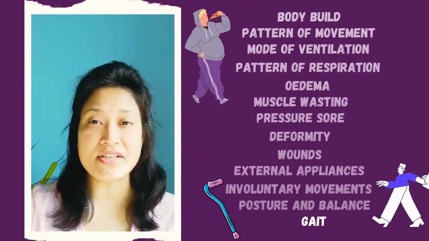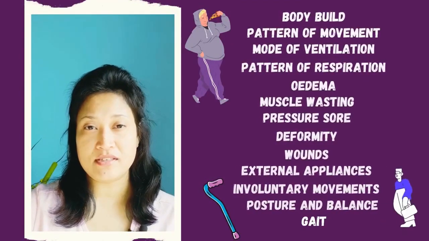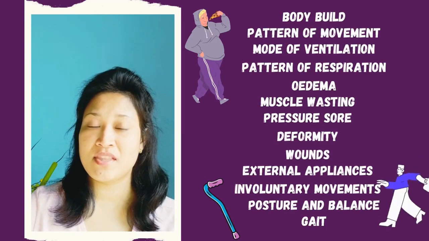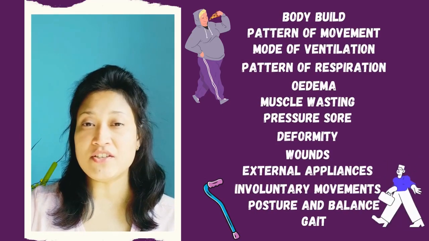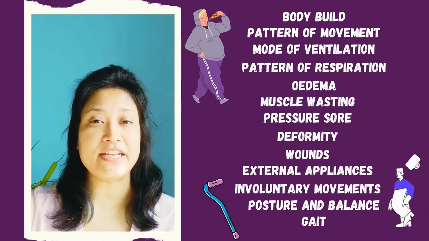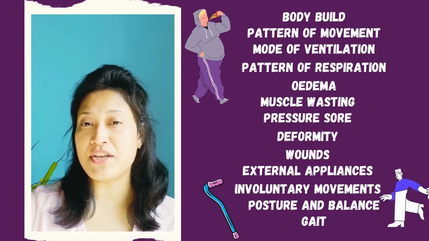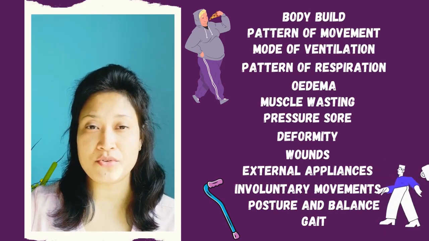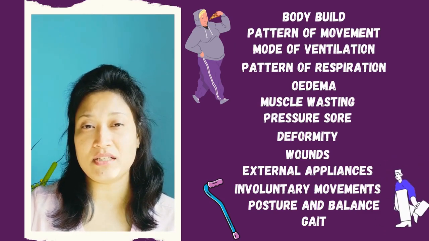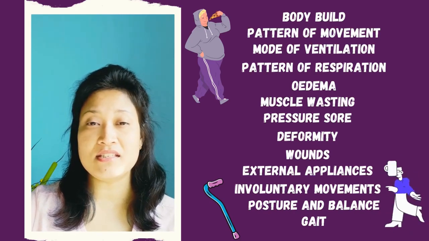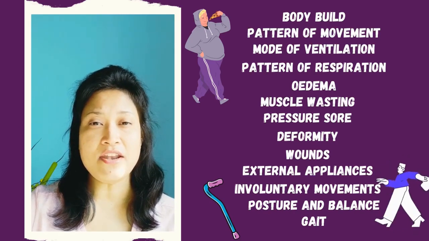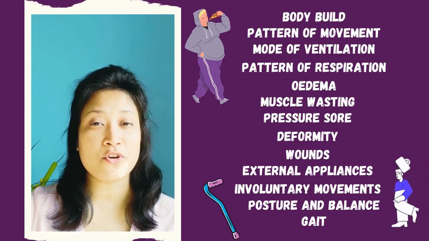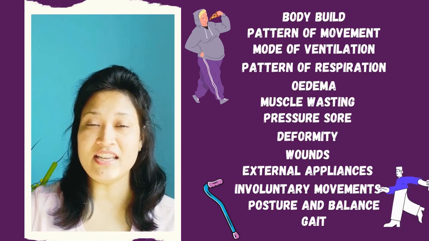In summary, here is the list of all the relevant points that need to be observed keenly in neurological assessment. Body build, pattern of movement, mode of ventilation, pattern of respiration, edema, muscle wasting, pressure sores, presence of deformity, wounds, external appliances, involuntary movements along with associated reactions, posture and balance, and lastly, gait.